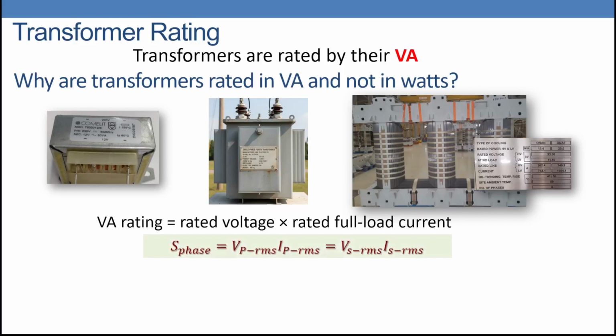Hence, S, the apparent power or the rated volt ampere of the transformer, equals V primary RMS value multiplied by I primary RMS value, which equals at the same time V secondary RMS value multiplied by I secondary RMS value.